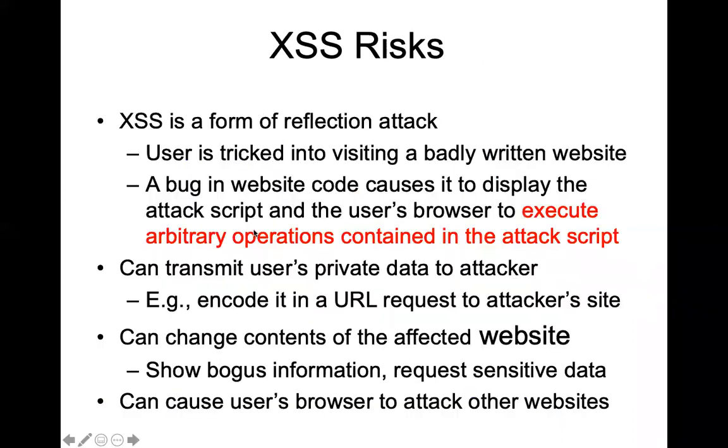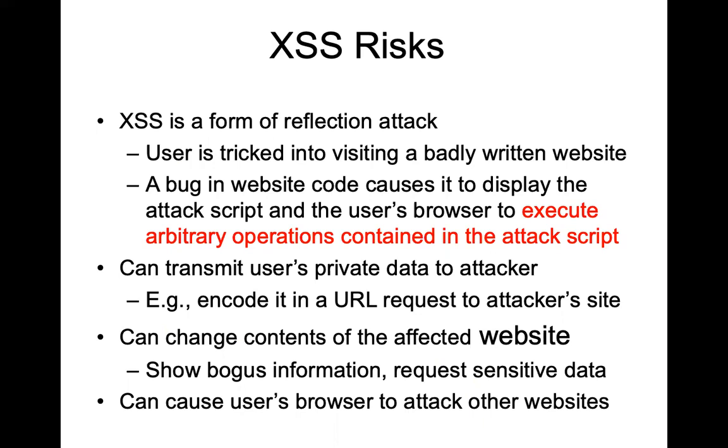Okay, so in this particular case, as I said, cross-site scripting is a form of a reflection attack. The user is tricked into visiting a badly written website, or the user actually has business there, which is naive.com. This bug in the website causes it to display the attack script, and the user's browser simply executes arbitrary operations that are contained in the attack script. And you are able to transmit in this particular case the user's private data, which is the cookie, over to the attacker.